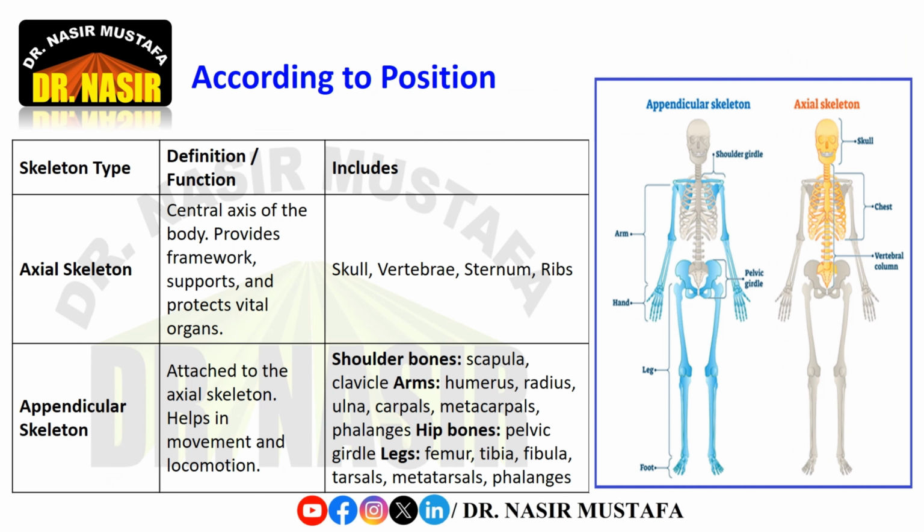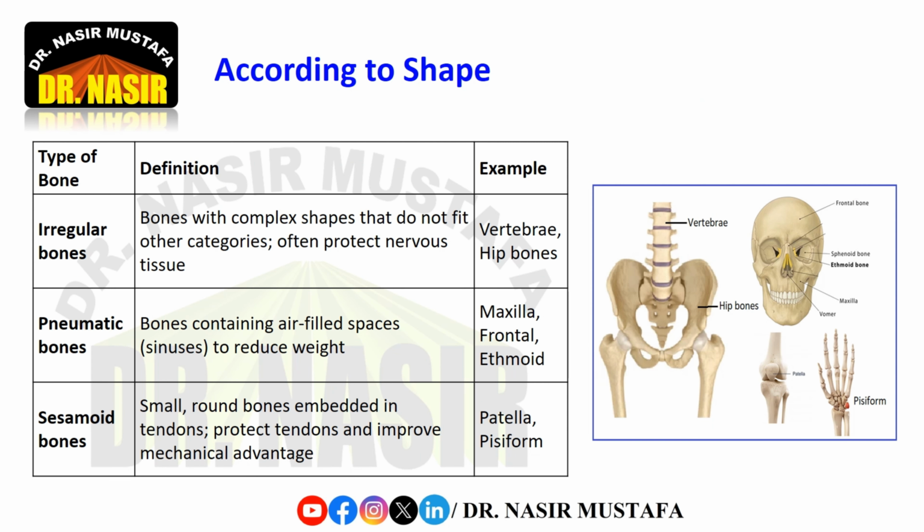Classification according to position. The skeleton is divided into 2 major parts. The axial skeleton forms the central framework of the body and includes the skull, vertebral column, sternum, and ribs. Its main role is support and protection of vital organs. The appendicular skeleton includes the shoulder girdle, upper limbs, pelvic girdle, and lower limbs. Its primary function is movement and locomotion. Together, these 2 divisions form the complete human skeleton.